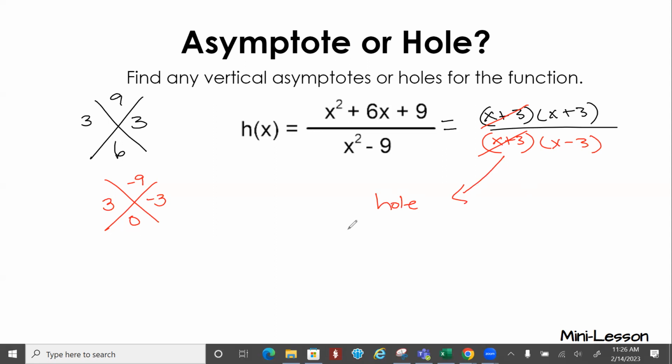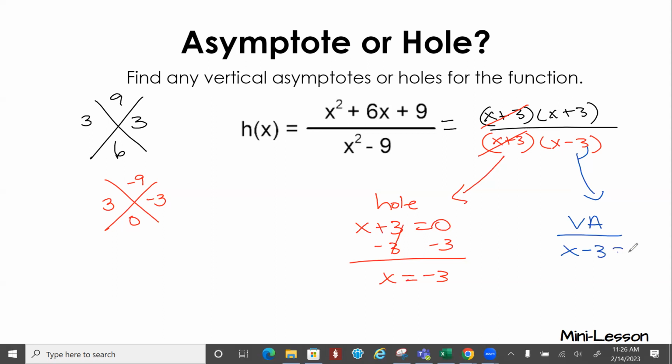So we're going to take x plus 3 and set it equal to 0 and solve. Now, in the denominator, whatever is left over, that is going to be what we call a vertical asymptote. So we're going to take x minus 3, set it equal to 0, and solve. And I'll give you a second to write that down.